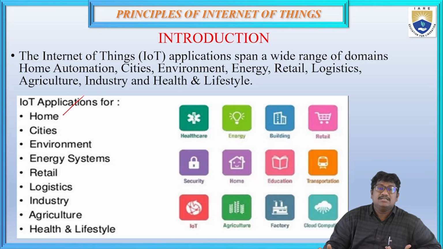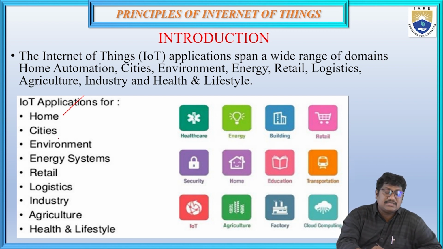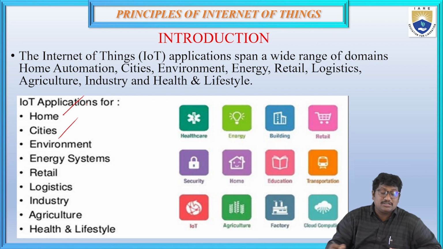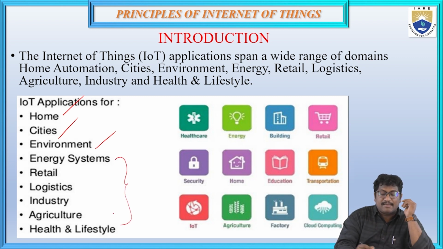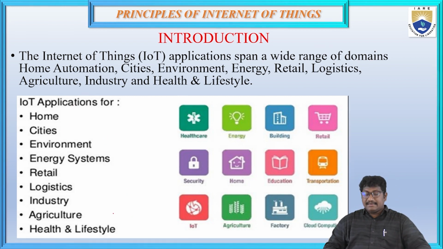Coming to smart cities, we have smart lighting systems, smart parking systems, smart roads, and multiple areas which were already discussed. Coming to smart environment, air monitoring systems, gas monitoring systems, weather prediction systems, all these things come under smart environment. And today we are going to discuss smart energy systems, smart retail systems, smart logistic systems, smart industries, smart agriculture, and smart health and lifestyles. These are the specific domains which I am going to discuss in today's class.